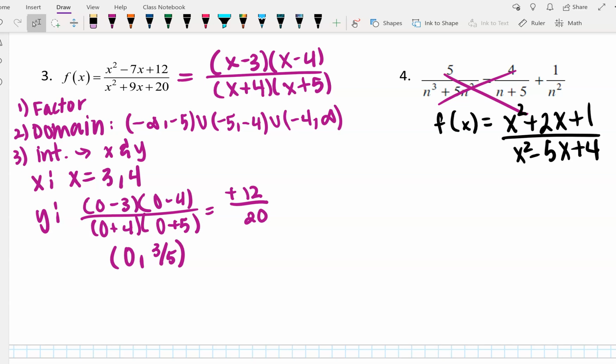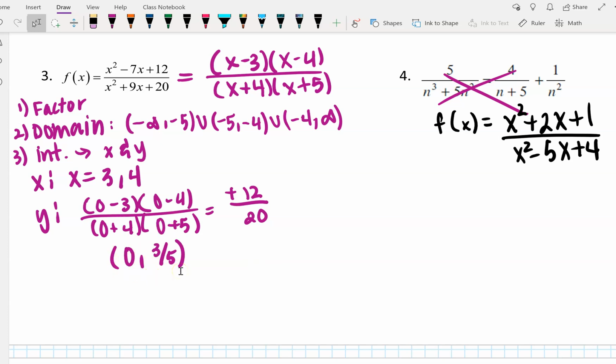All right, so for this one, your factoring should be x minus 3, x minus 4, and x plus 4 and x plus 5. So then your domain, x cannot equal -4 or -5. So negative infinity to -5, -5 to -4, and then -4 to infinity. So then for your x-intercepts, if you set the top equal to 0, you should get x is equal to 3 and 4. And then for the y-intercept, if you set all your x values equal to 0 and multiply through and divide, you should get 3/5.